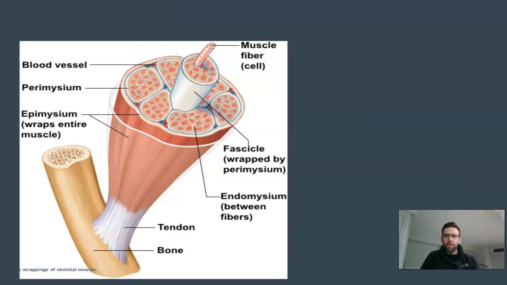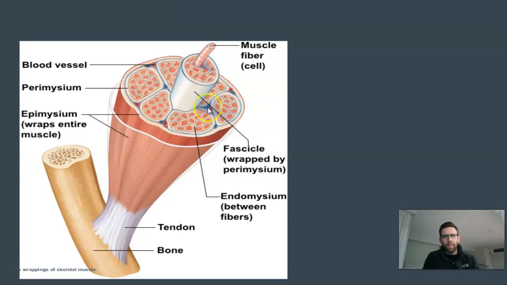So this is a picture that you have seen probably in a previous unit. If you're on this video, you've probably already mastered this, but I'll briefly go over it. So this is a whole muscle, and the whole muscle can be broken down into smaller and smaller parts.